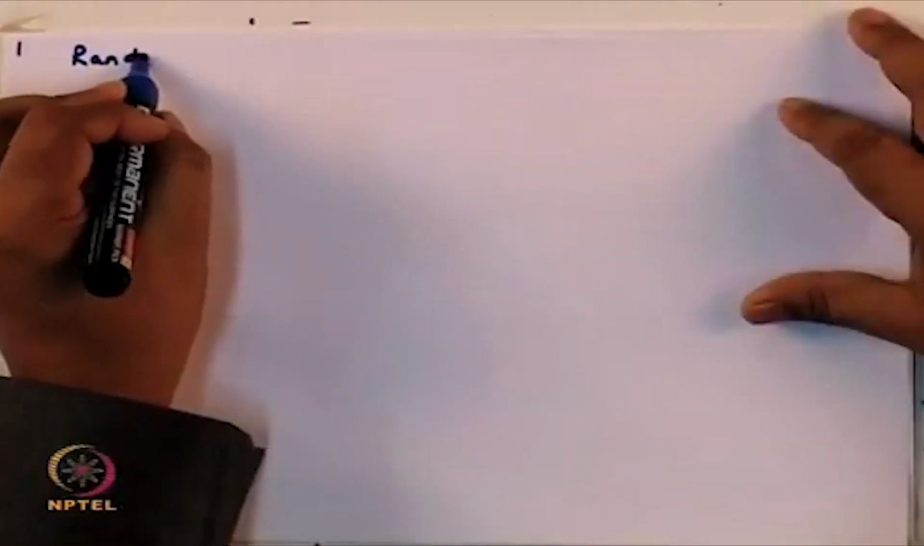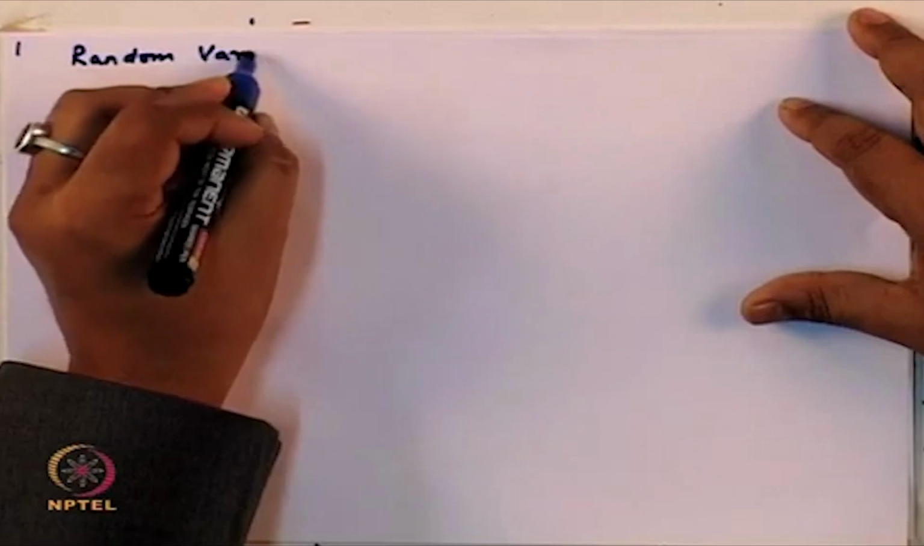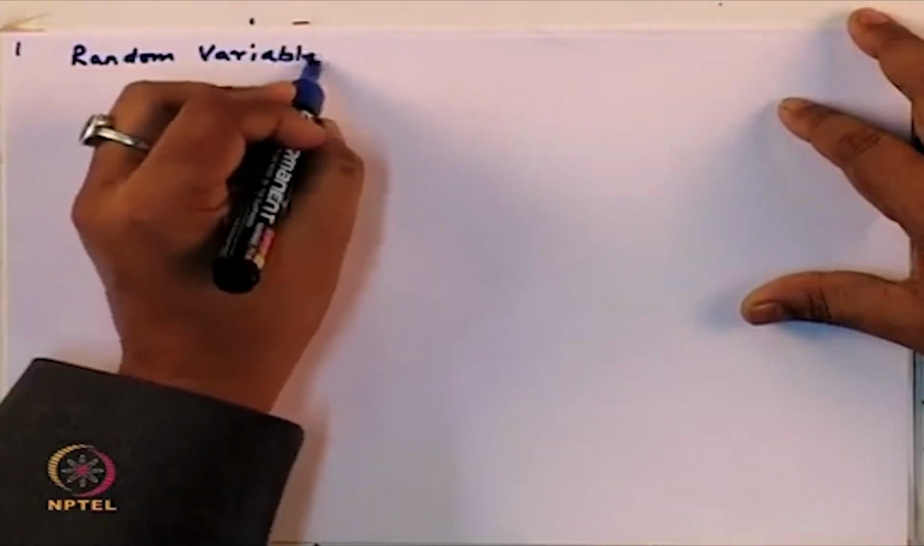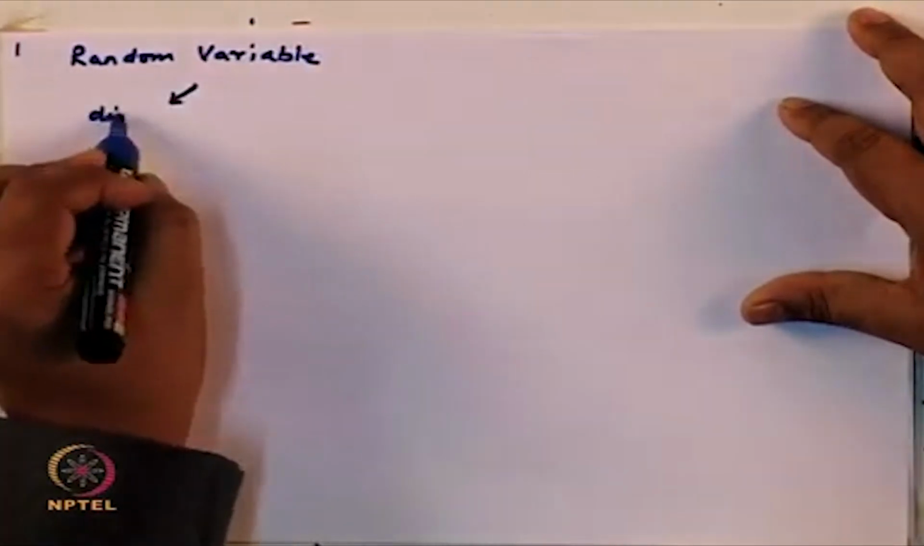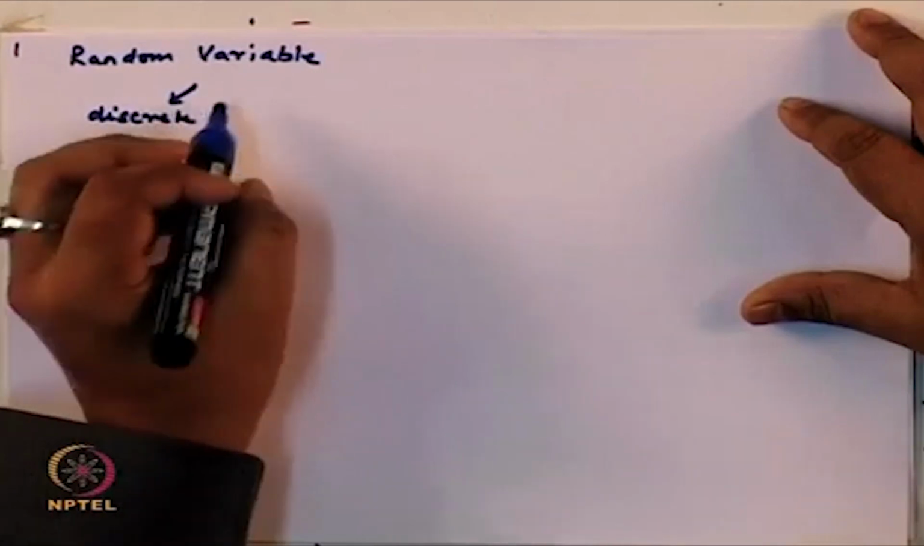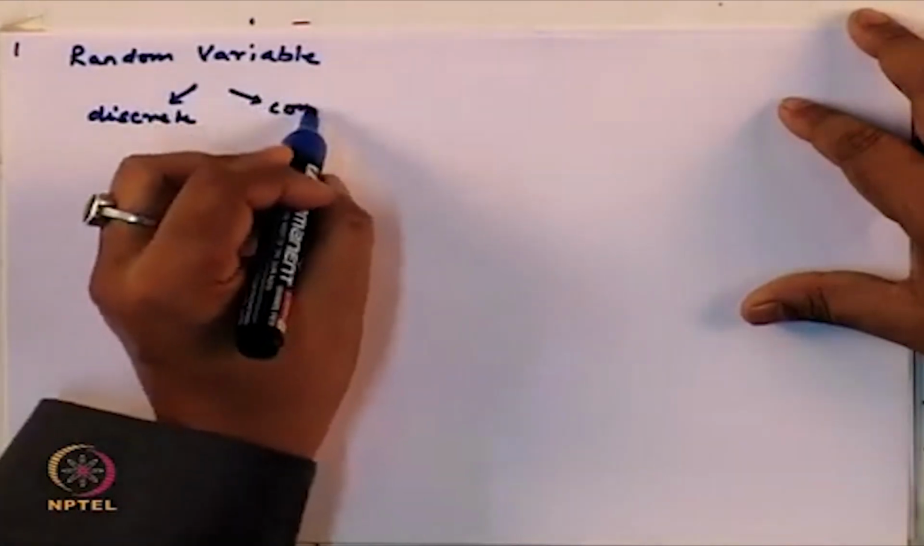So, in the last two lectures we had briefly discussed random variables and we had introduced the concept of expectation. Okay. So, I will begin by briefly recapping whatever we had discussed with respect to random variables. So, a random variable can be discrete or continuous.